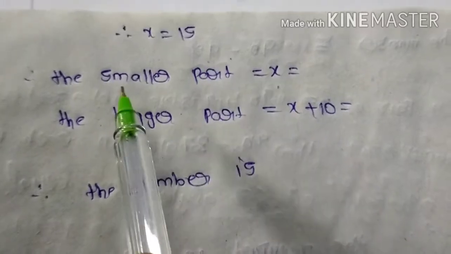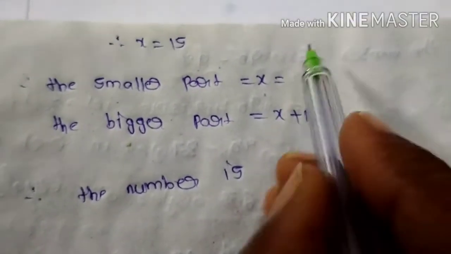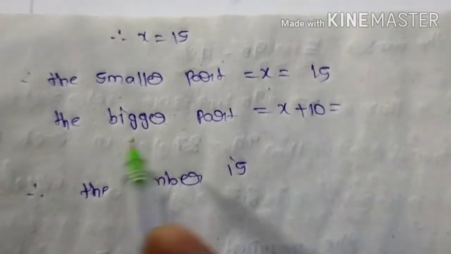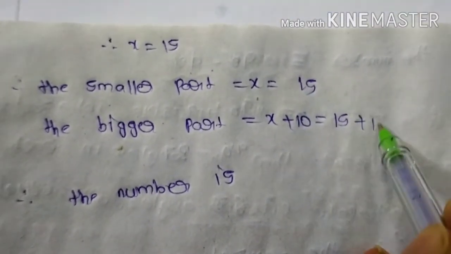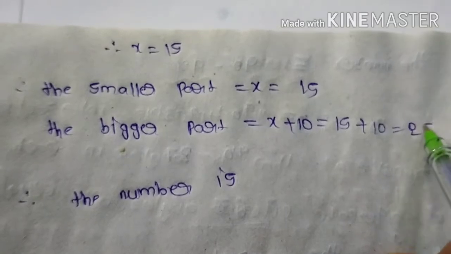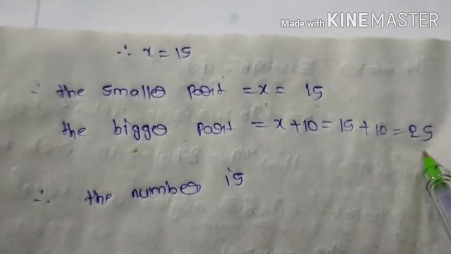Therefore, x is equal to 15 means the smaller part is equal to how much here? 15. Next here, the bigger part is equal to x plus 10. That means you can write here 15 plus 10. 15 plus 10 means it is 25 or not? Yes. One part is 15, another part will be 25.